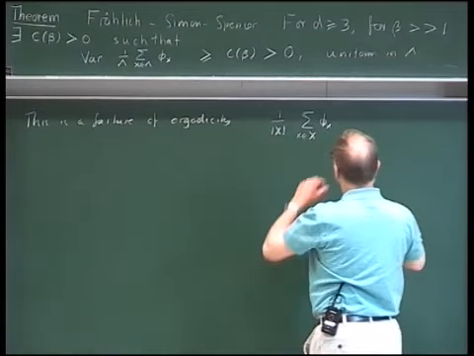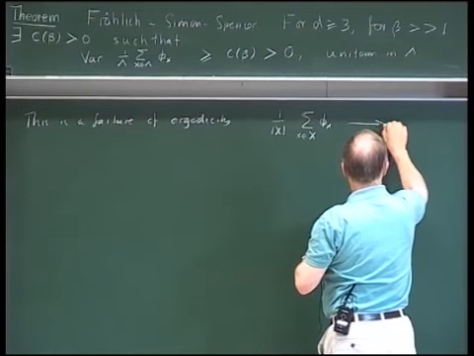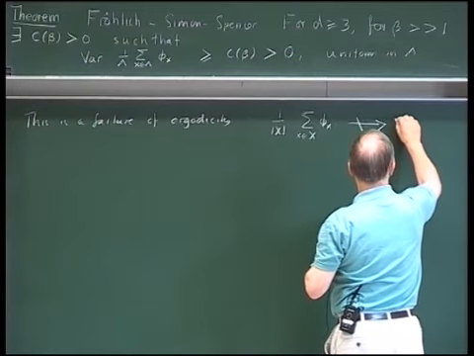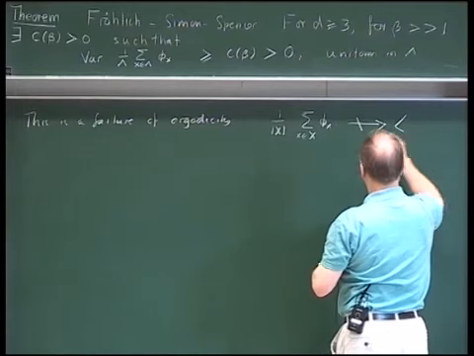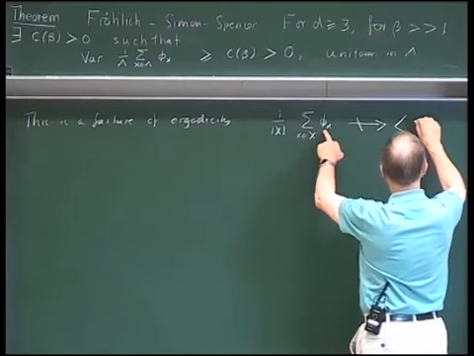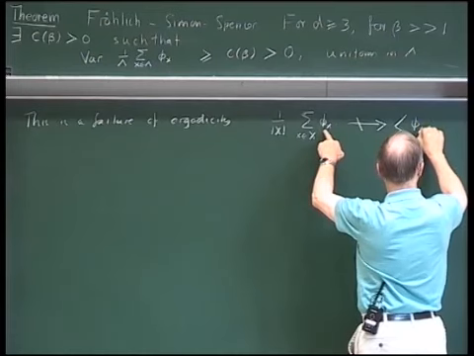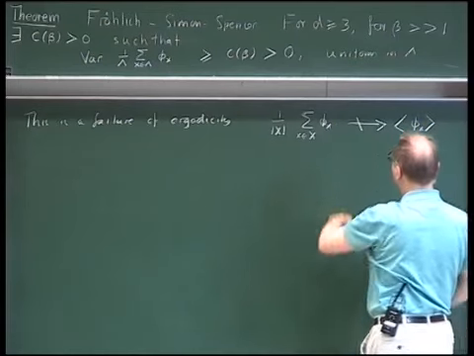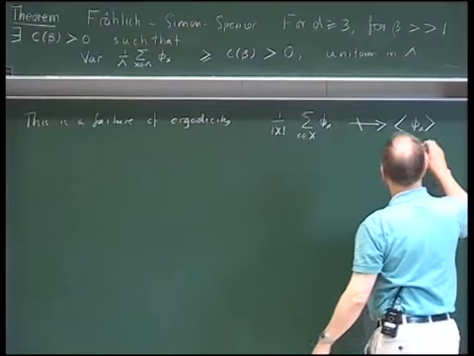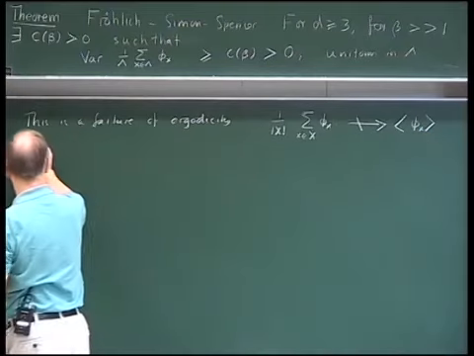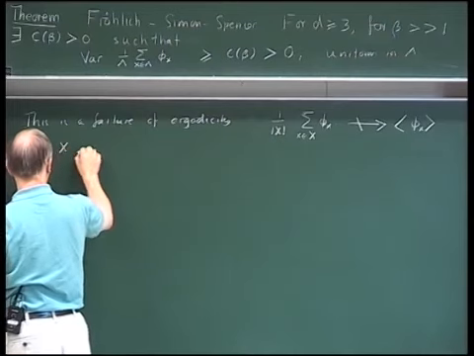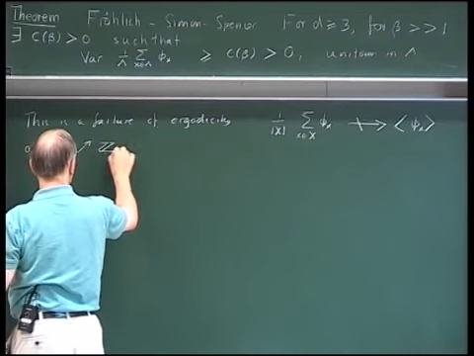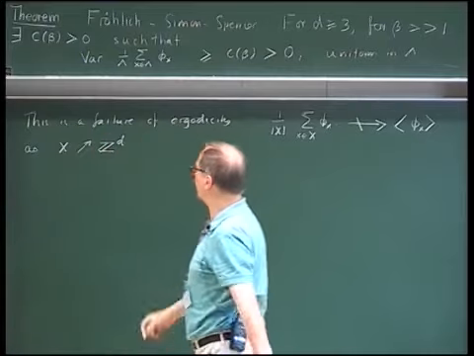And what we're saying is that this is not going to converge to the expected value. This is translation invariant, so you should be able to just take the expected value at any one point. It's not going to converge to that as lambda increases up to Z^d.